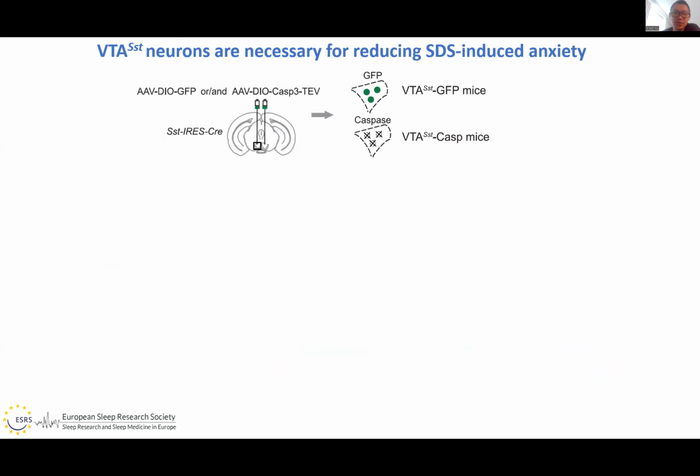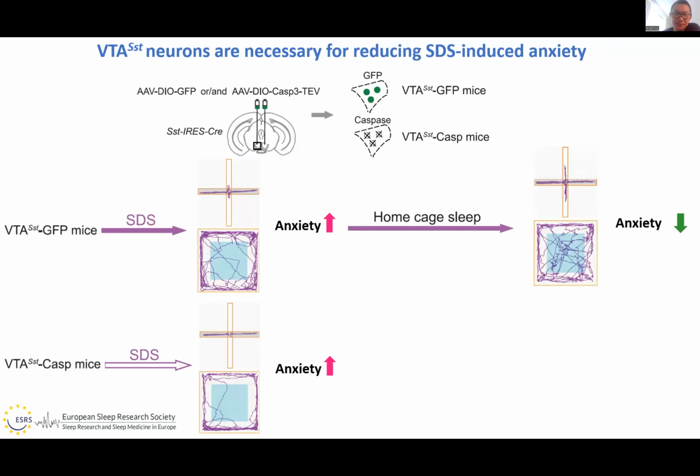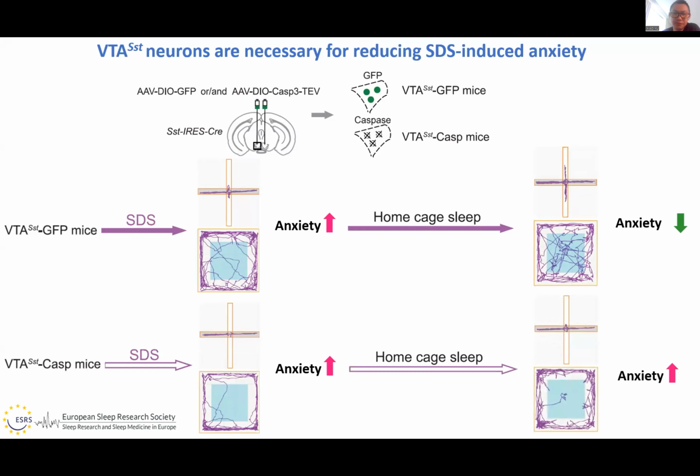Given the proposed restorative function of sleep after social defeat stress, we also explored whether this function was linked to VTA-SST neurons. After social defeat stress, mice showed anxiety-like behaviors, and when SST neurons were ablated, the stress-induced anxiety-like behaviors still existed. However, in the GFP control mice, as you can see, the mice had sufficient recovery sleep, and the anxiety-like behaviors were reduced to baseline. Here, the caspase-treated mice, lacking stress-induced sleep, remained in an anxious state, suggesting VTA-SST cells are required for the anxiolytic effects.